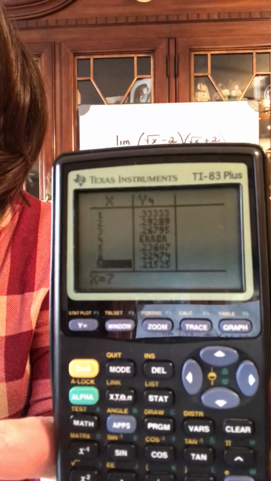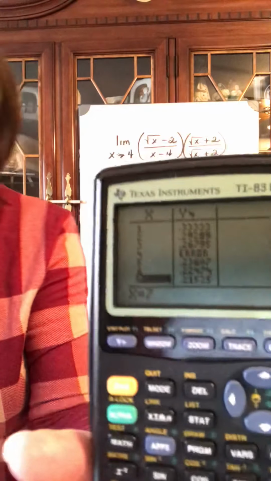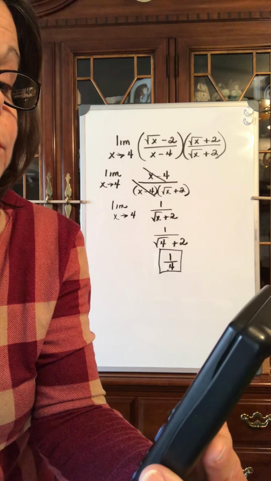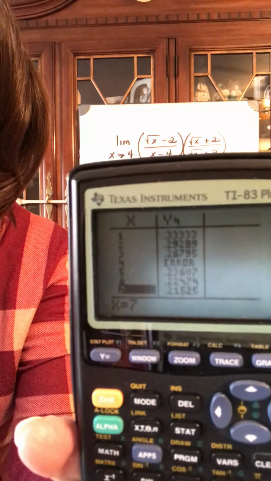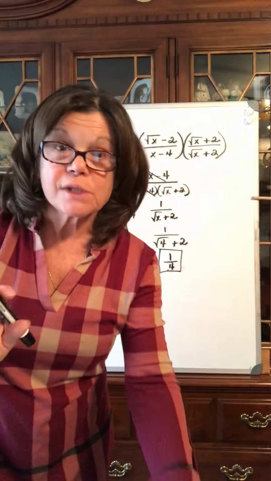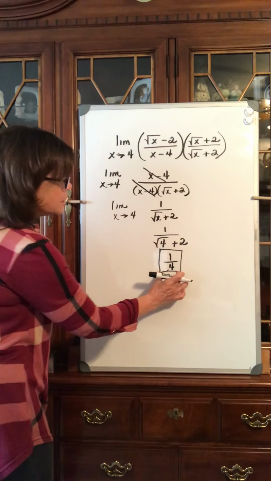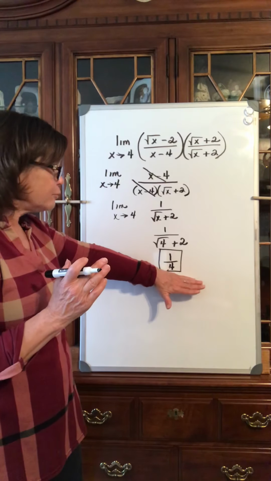I'm going to go to my table of values again and see if that answer even makes sense. Here's my table of values. 1/4 is 0.25, and from the left it's coming to 0.267, from the right 0.236, so that limit of 1/4 or 0.25 makes sense. Just for clarification, this is the limit of the function. As that function is approaching 4 from the left and the right, it's converging on a y value of 1/4.